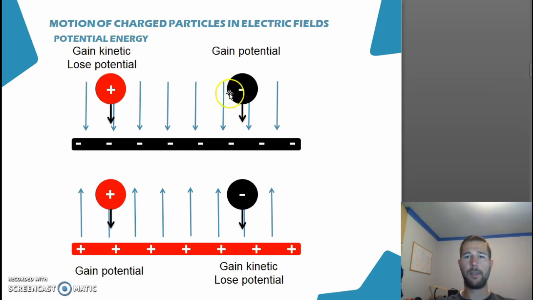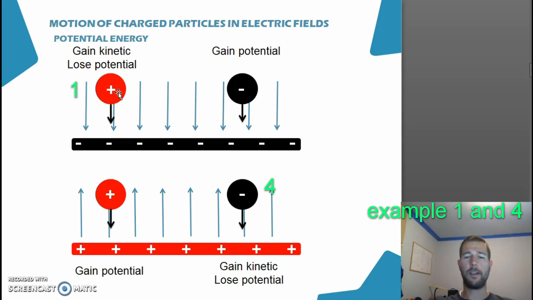However, if we have the same situation with a negative test charge, and we want to pull it down, this charge will naturally want to repel away from this plate. If we pull it towards the plate, we're increasing its potential energy. In example 3 here, we've got the positive test charge being brought towards the positive plate, again gaining potential energy. In the 4th example, if this charge is free to move, it would naturally be attracted to this plate and it will gain kinetic energy and lose potential energy.